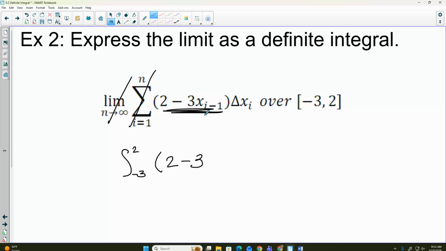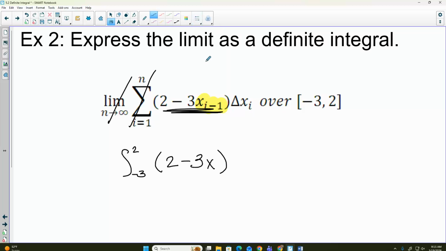Or, this had an x sub i minus 1. Sometimes you might have an m for midpoint. I'll explain that in a little bit. It doesn't matter what this is. That's my variable piece. So when I go back to my integral, I'm just changing it into an x. So no matter what the variable is, don't worry about it. It just goes back to an x.